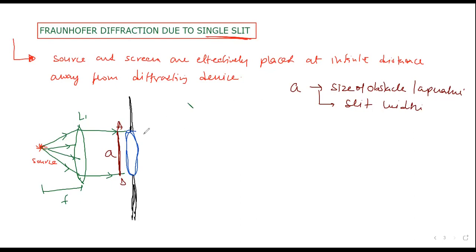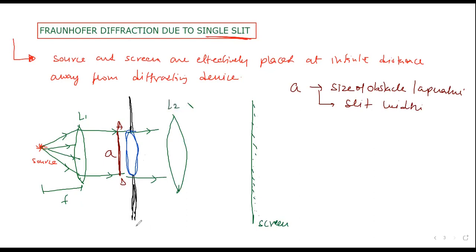After passing through this, light comes out, suppose, straight. Now we put another lens here so that we can converge the light nearby. This is another lens, and this is your screen. Here we want to see what type of patterns are formed. The distance between your obstacle and the screen we call the screen distance D. So two things we have here: A is the size of the aperture or opening, and D is the distance of the screen.